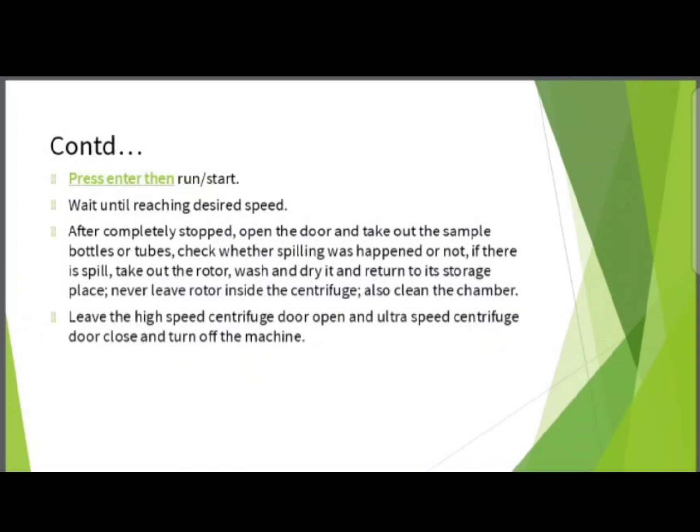If there is a spill, take out the rotor, wash and dry it and return it to its storage place. Never leave the rotor inside the centrifuge. Also clean the chamber. Leave the high speed centrifuge door open and the ultra speed centrifuge door closed, and turn off the machine. Thank you.